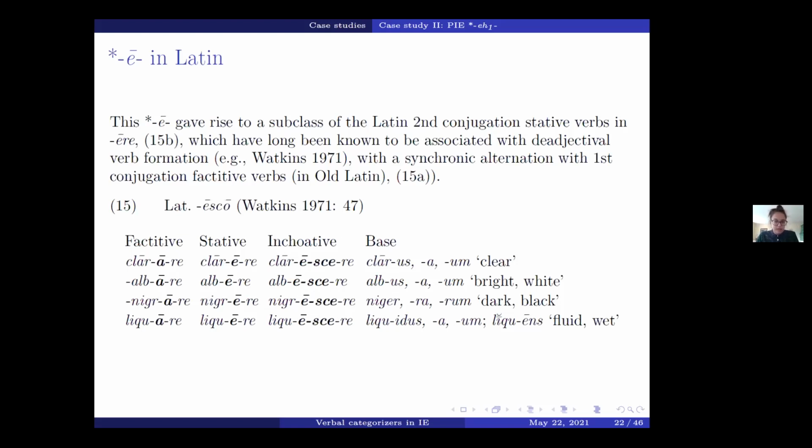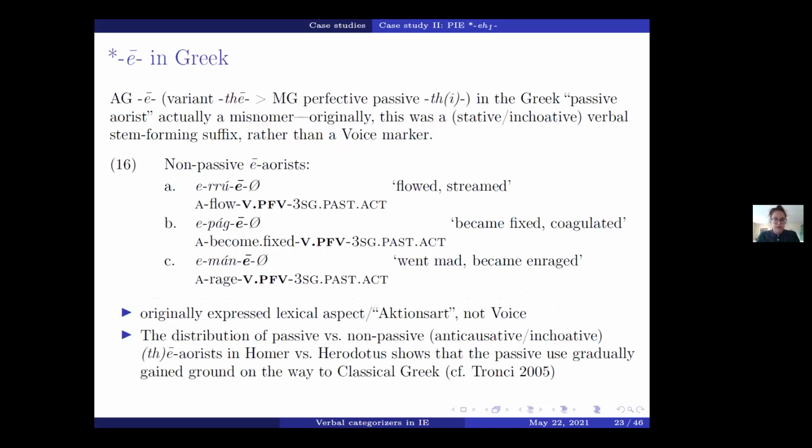And in Greek, this is, as we said, found in the so-called passive aorist. This is actually a misnomer, at least at the earliest stage, because the suffix and its variant te, this gives you the modern Greek perfective passive marker. But in ancient Greek, these two are still sort of stative inchoative verbal stem forming suffixes rather than voice markers, as in the examples in 16 here. So erue flowed, epage became fixed, and emane went mad aren't really passives. So originally this seems to have expressed lexical aspect or Aktionsart rather than voice. And then the development into a voice marker seems to have started gradually on the way to classical Greek.